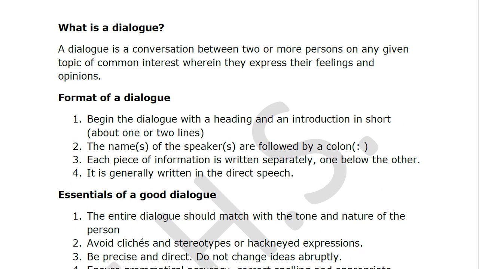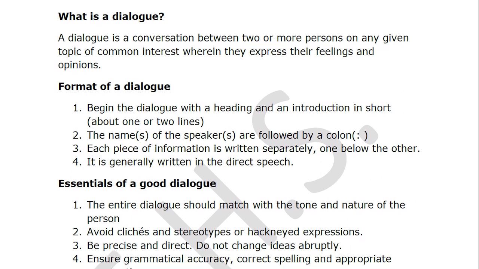Each piece of information is written separately, one below the other. So as soon as one person's dialogue is over, you write the next person's dialogue on the next line. You do not continue writing on the same line. The next person's dialogue comes on the next line, even if it's just one word, even if it's just yes or no.